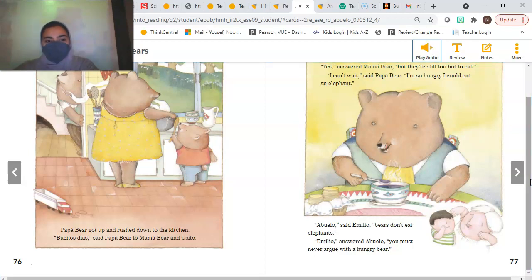Very good. That's a metaphor. He's not really going to eat it, but he's describing how hungry he is. What does buenos dias mean? Everyone? Good morning. Very good. So what do we know when we wake up in the morning? How do we normally feel? Hungry. Maybe not everybody, but most people feel hungry when they wake up. So why do you guys think that the author chose Osito as his name? Okay, because he's a little bear. Very good. How would you say little bear in Spanish?